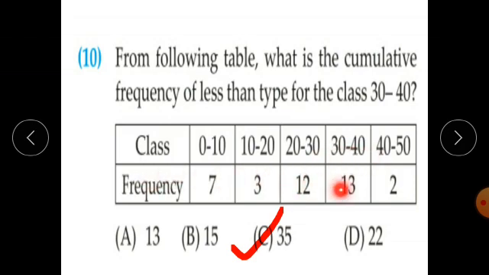So cumulative frequency less than type for the class 30 to 40 is 7 plus 3 plus 12 plus 13, that is 35. So answer is 35. A option is given 13, B option is given 15, C option is given 35, D option is given 22. So C option is correct, that is 35.